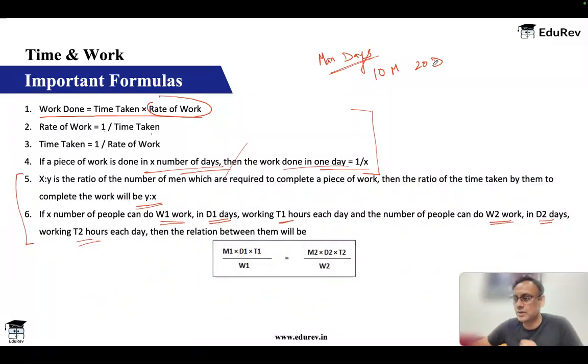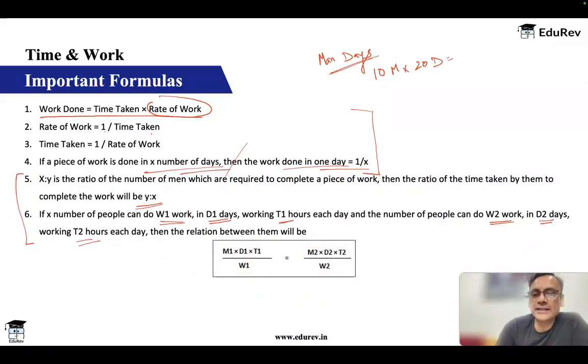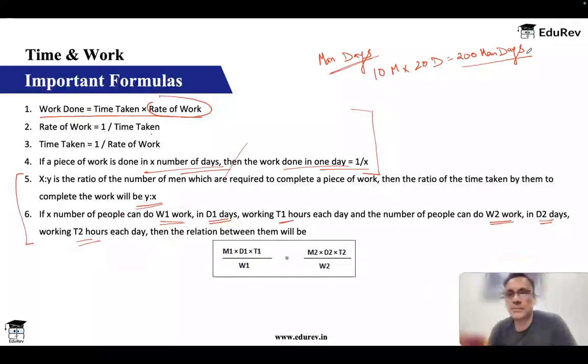That's one assumption that you'll take. So if 10 men take 20 days to finish a work, then I multiply both and I say that my work is equal to 200 man days. This becomes a definition of my work. My work is 200 man days, and this is the product of men into days.